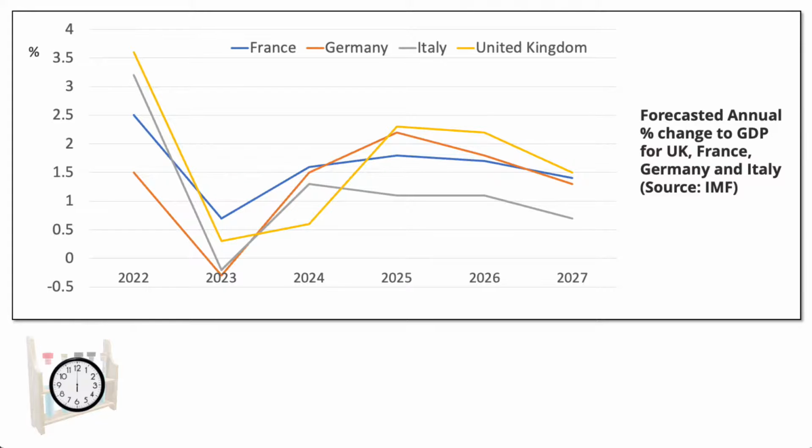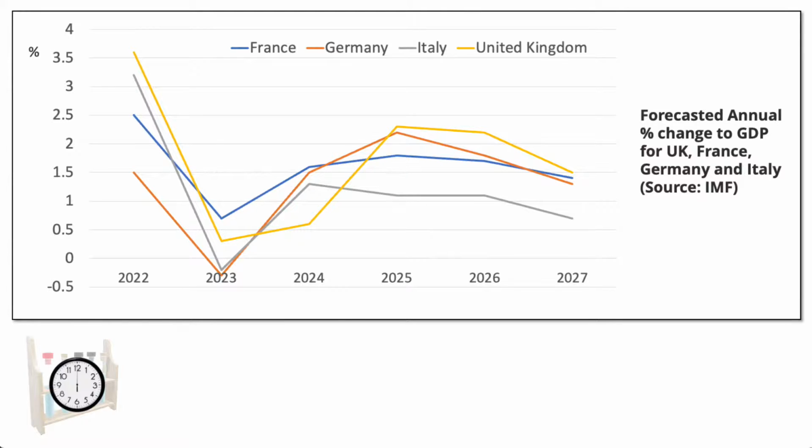Forecasted annual percentage change to GDP for UK, France, Germany and Italy. The source is the IMF. It should be good stuff. So what are we looking at here? Well, we can see this huge fall for all four countries during 2022. Now, if you look carefully, only two countries go below zero. That's Germany and Italy. And if you look even more carefully, it's probably not over 6 months. So it's probably that neither of them will actually hit a formal recession looking at this data. Of course, we won't know as it's only a forecast.